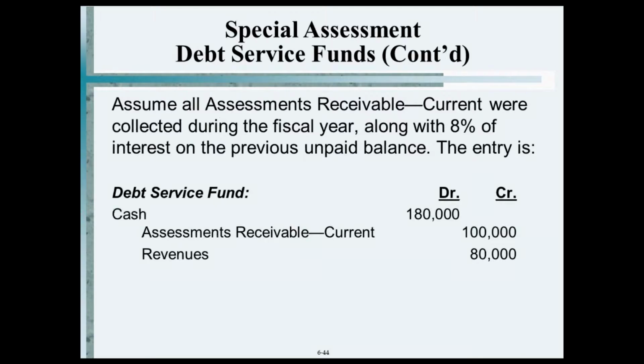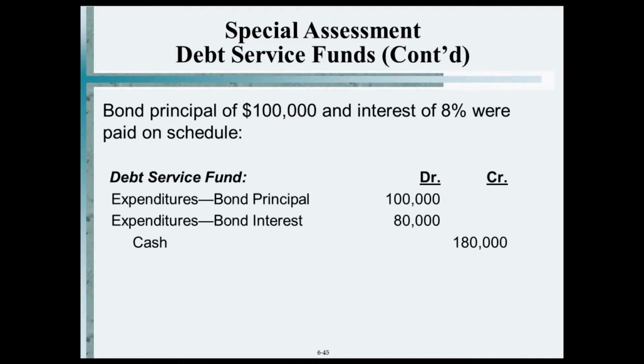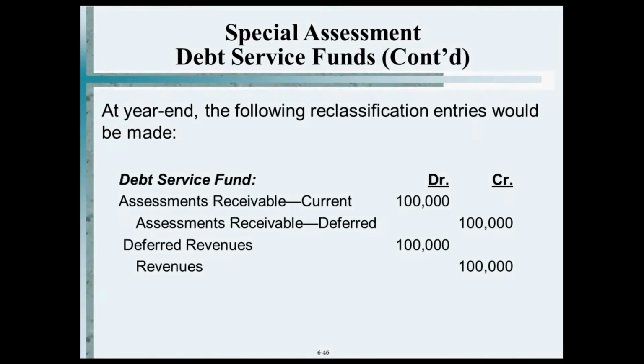Okay? Where they receive it. And then here it shows the payment, but look at how it takes it from deferred and transfers it to the current.